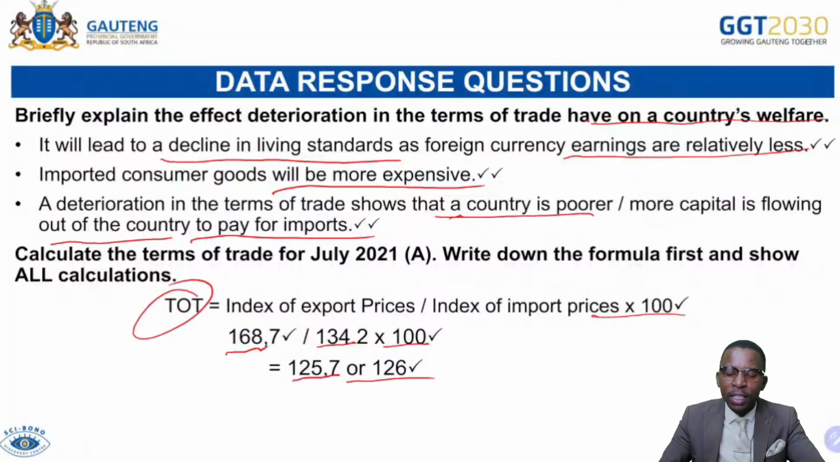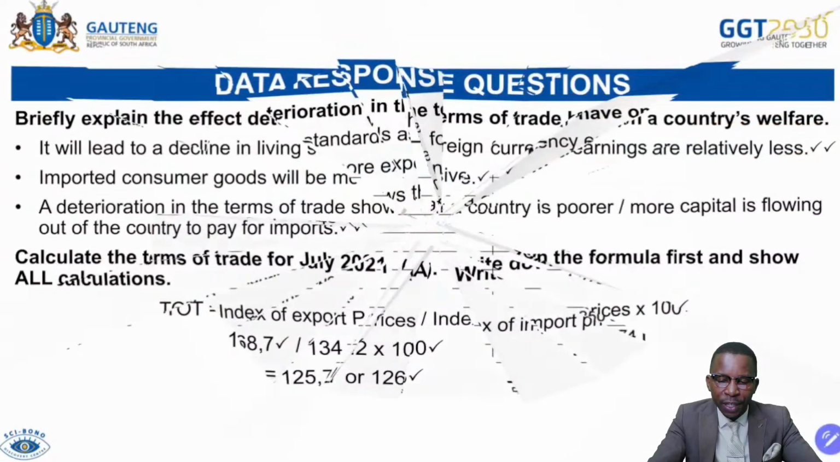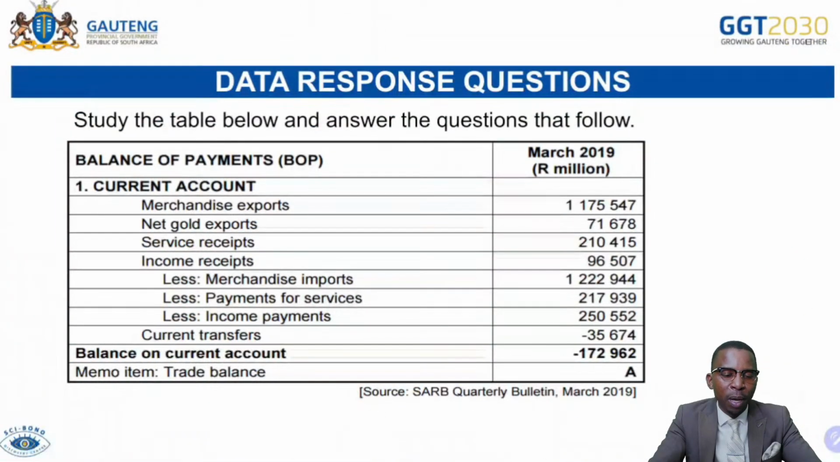125,7 or 126 if we round off. Those are your terms of trade. And then we are given the balance of payments. Start the table below and other questions that follow. So we are given the balance of payments on the current account.